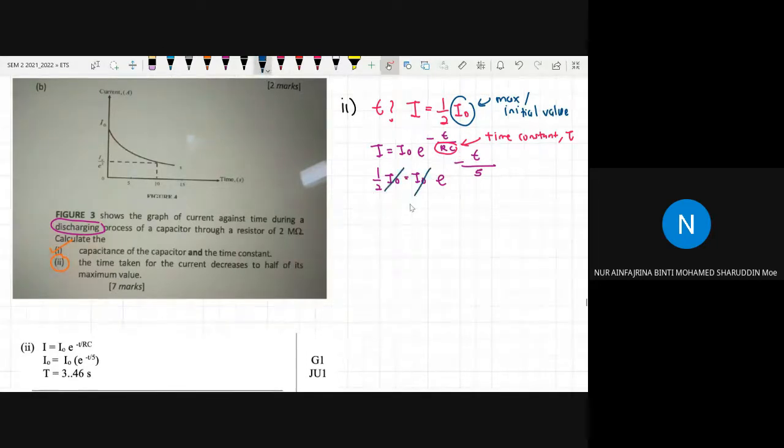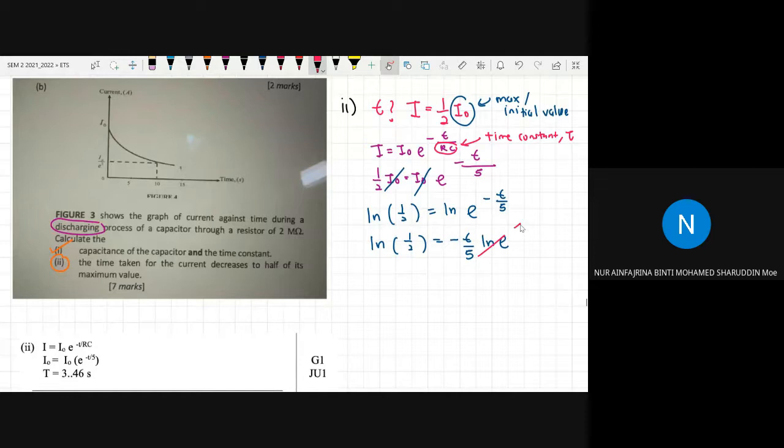So I naught potong. Nak get rid of E, kita kena ln both side. Equals to ln exponent negative T over 5. So, awak kena faham tau, konsep ln ni, E ni, bila ln E power of something, kita boleh bawa dia ke depan macam ni. Sebab tu dia jadi ln E macam ni. Dan kita tahu ln E adalah 1.